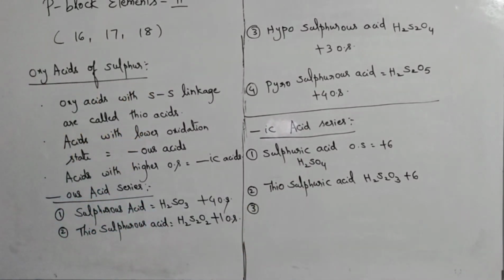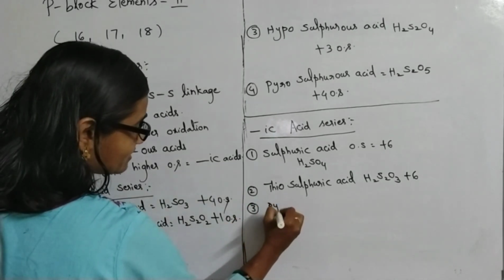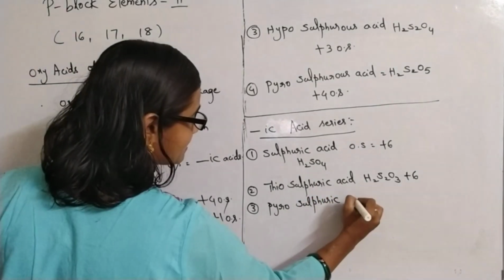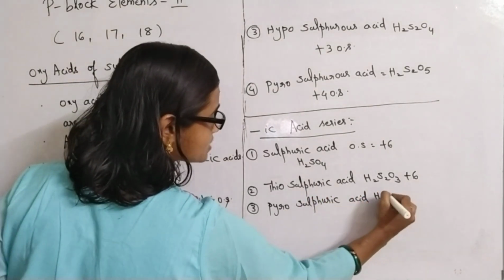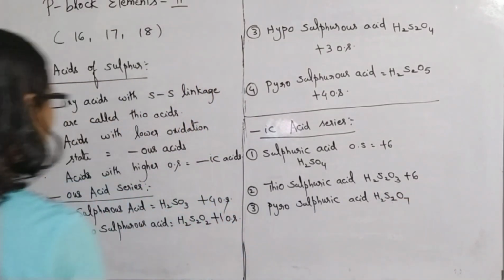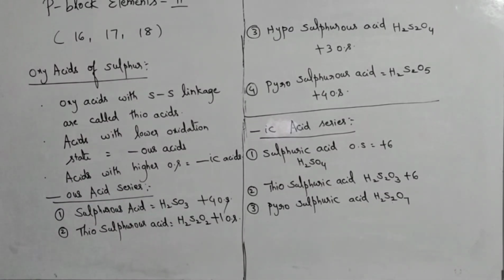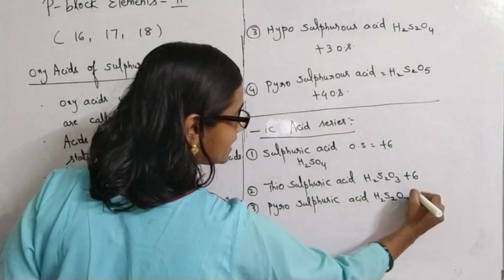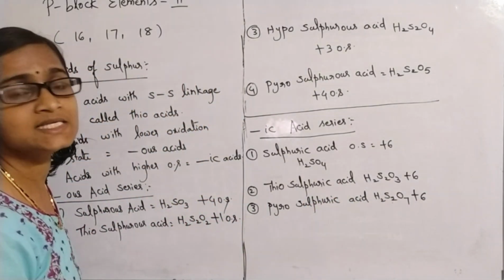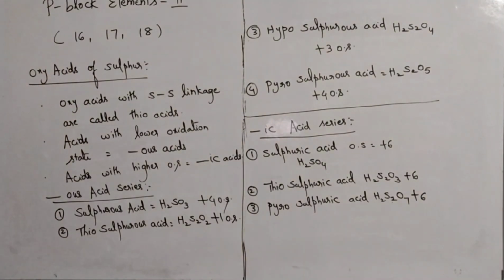And the third one in the ic acid series is pyrosulfuric acid, H2S2O7. Here also, like the other compounds, sulfur has a +6 oxidation state.